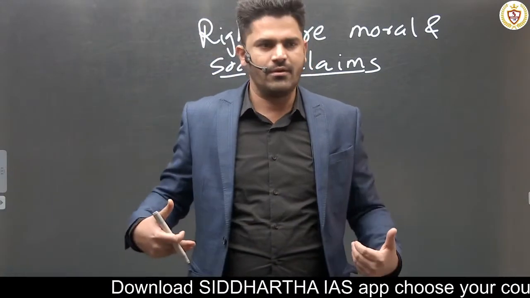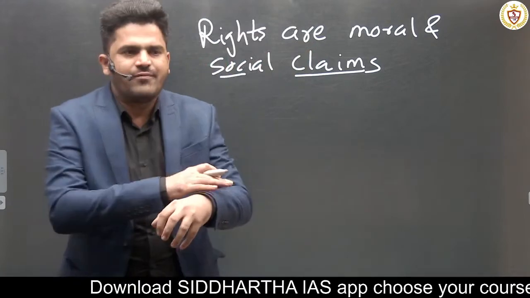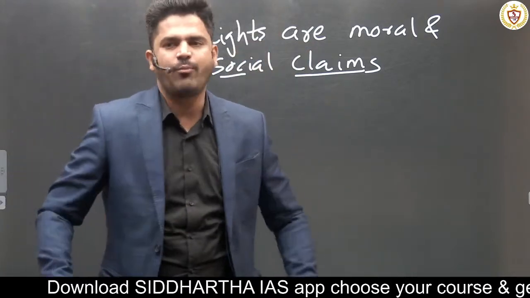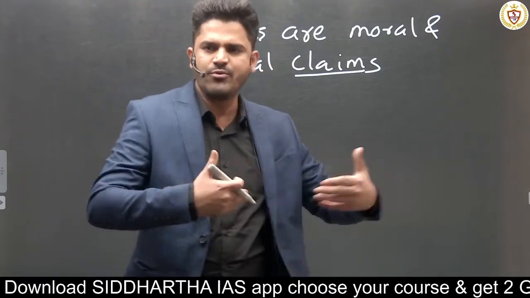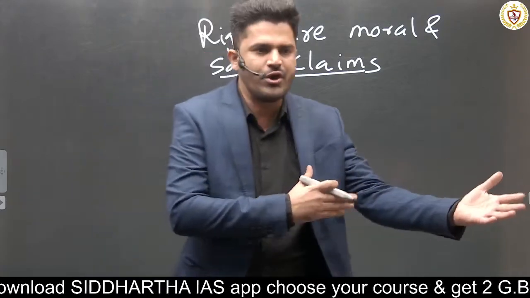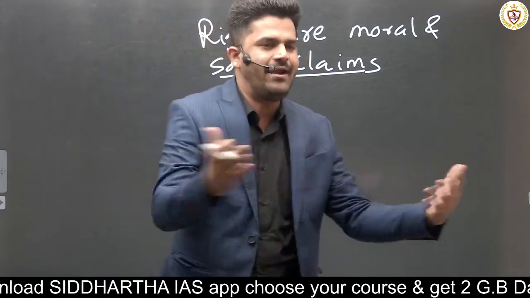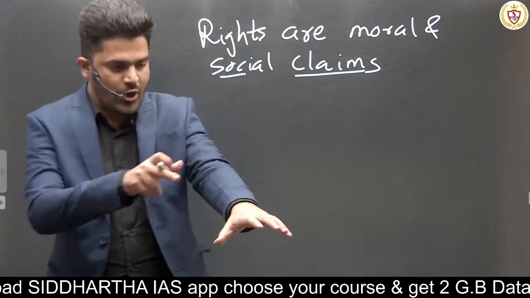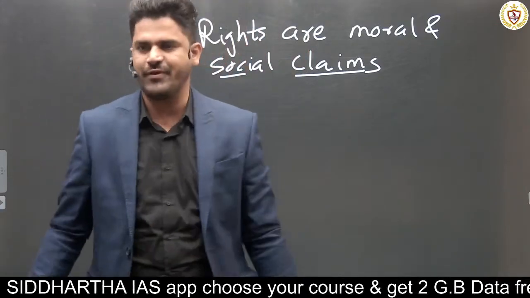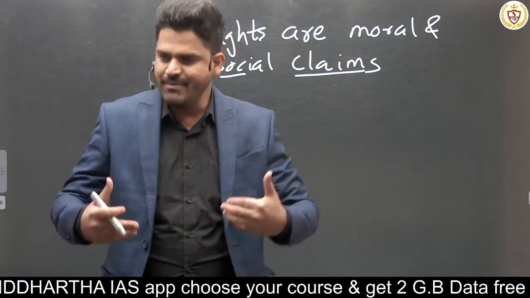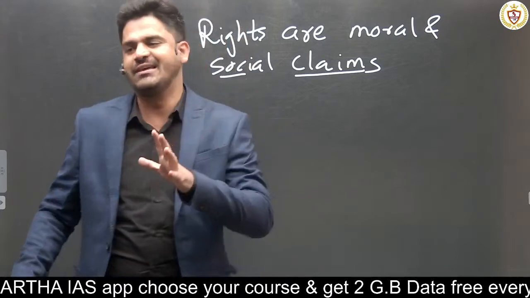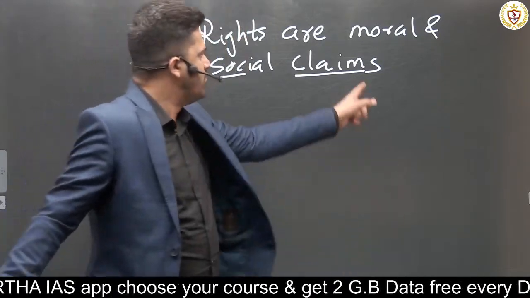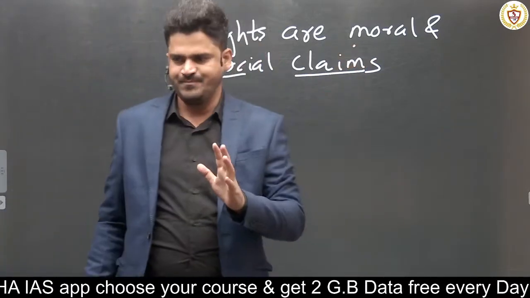It is like a body, right? All the organs of our body have meaning and significance only in the context of the entire body as a whole. If you cut off your hand from your body, that hand doesn't have any meaning. So your hand has meaning only in the context of the entire body. Similarly, individuals enjoy rights only in the context of the society in which they live. So rights are moral and social claims.